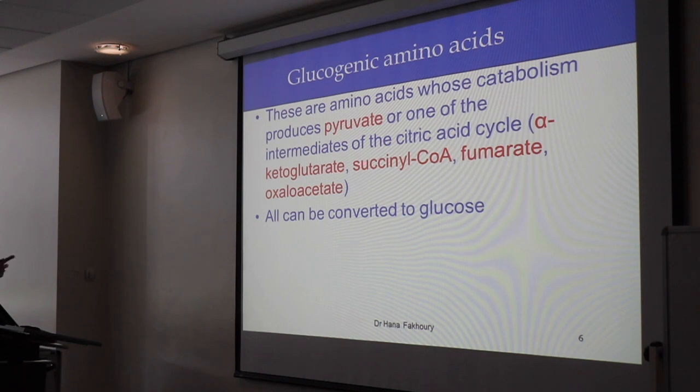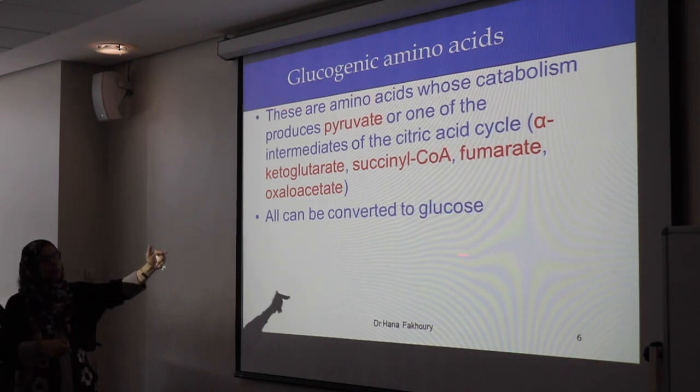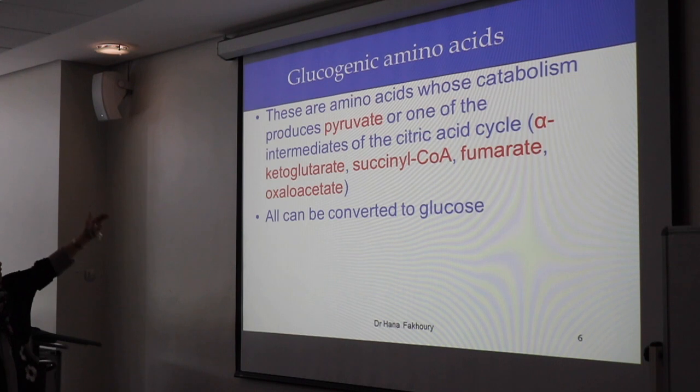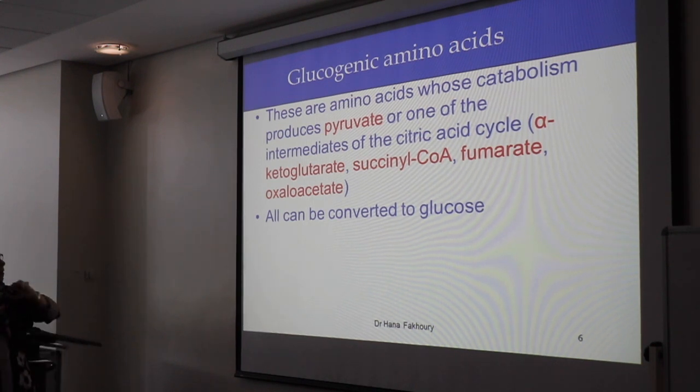Okay, so you need, no, not pyruvate. Pyruvate is not in the Krebs cycle. Okay, these are the 4 intermediates of the Krebs cycle. So all these molecules can be converted to glucose, and if an amino acid is broken down to one of these, then this is a glucogenic amino acid.